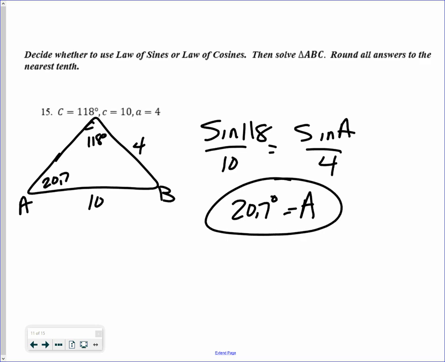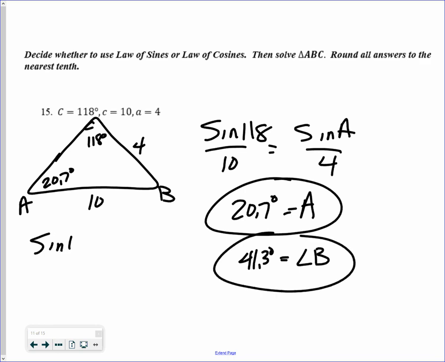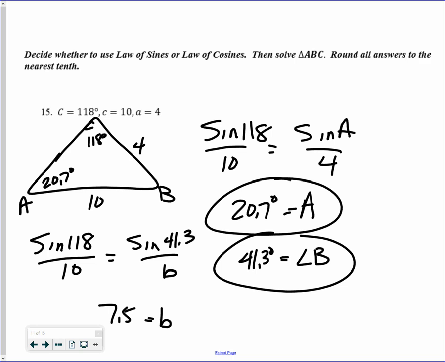Once I know that is 20.7, the angles inside of a triangle have to add up to 180. So angle B would equal 41.3 degrees. And then the sine of 118 over 10 would equal the sine of, and I don't know B yet, so 41.3 over B. Cross multiply and solve. B would equal 7.5.